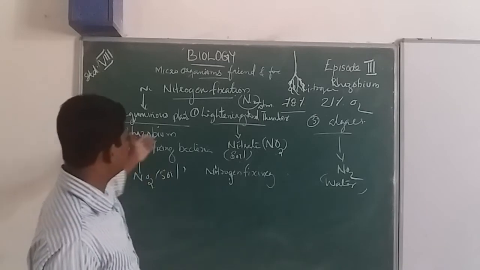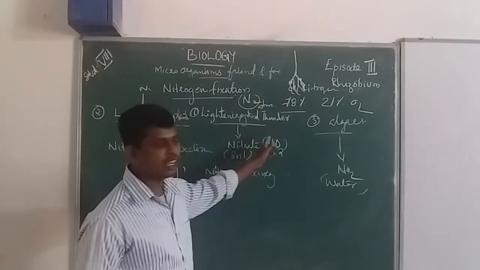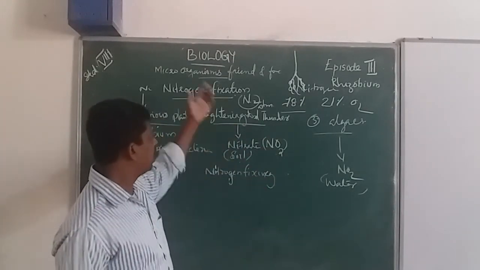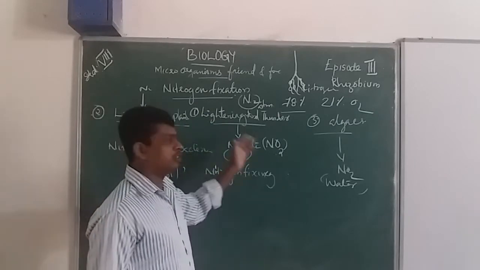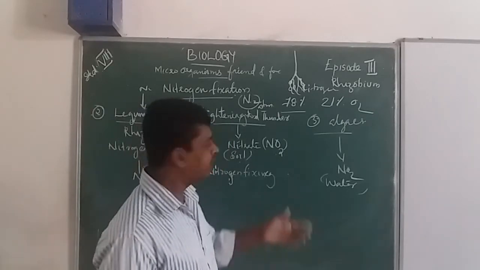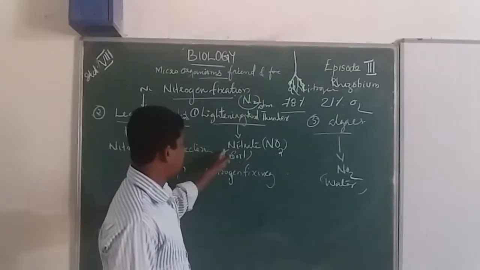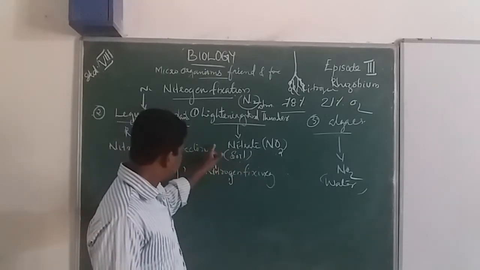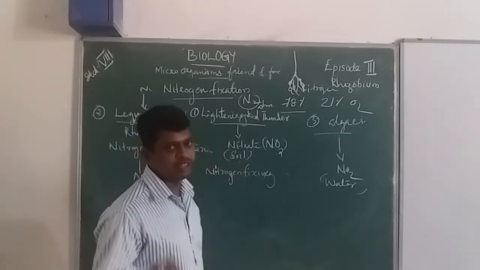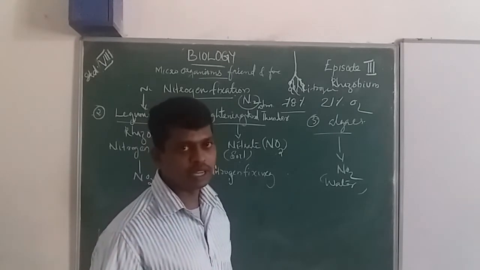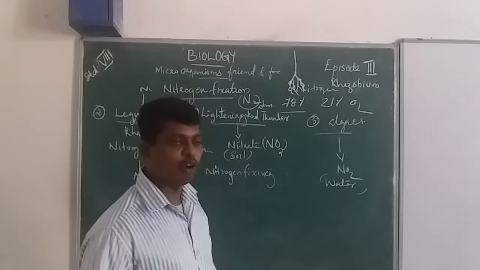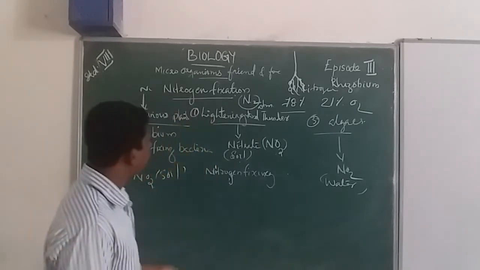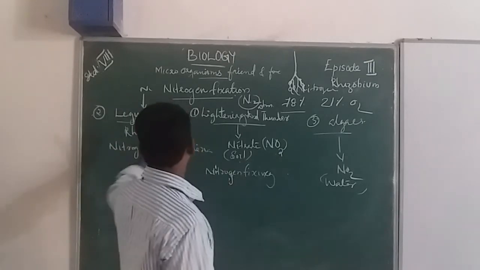Yes. The first one is lightning and thunder. Atmospheric nitrogen directly dissolves in the rainwater and then reaches the soil as nitrate. Then this nitrate can be absorbed by plants for growing. Okay. Then the second is leguminous plants.